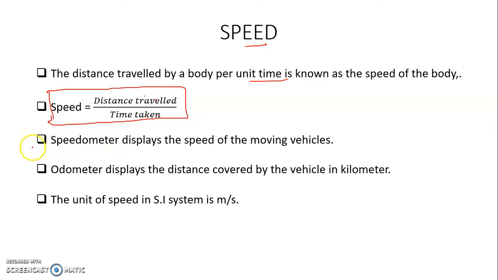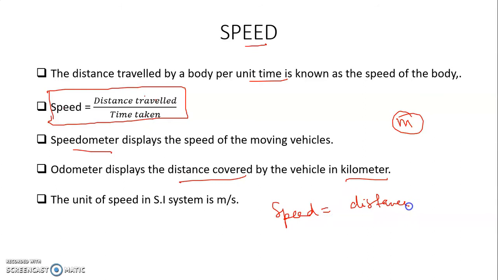Now, there's a device which measures the speed of a moving vehicle, which is displayed in cars and vehicles. You must have seen there's a speedometer which displays the speed of the moving vehicle. Whereas there is an odometer which displays the distance covered by the vehicle in kilometer. Now, what is the SI unit of distance? We knew that it is meter. Okay. So, what is the SI unit of speed? We have just seen the formula that it is distance by time. Alright. So, the SI unit of distance is meter and the SI unit of time is second. So, this will turn into meter per second. Meter per second. Alright.